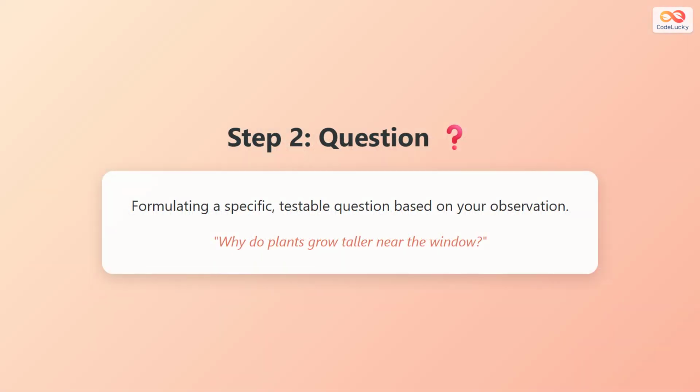Once you've made an observation, the next step is to ask a question. This question should be specific and testable through experimentation. A good scientific question focuses on one particular aspect of what you observed. For example, if you notice that plants near a window seem to grow taller than plants in the middle of a room, you might ask, why do plants grow taller near the window? This clear, focused question sets the direction for your entire investigation.